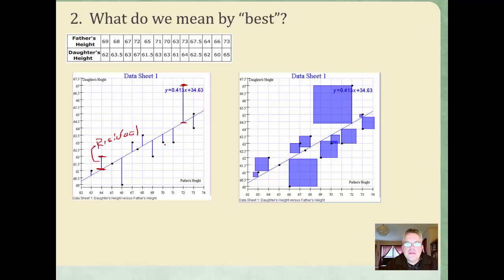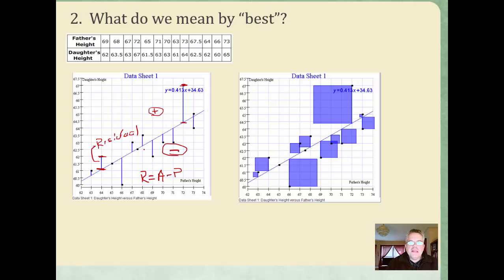Now, the residuals below the graph count as negative. That's because the actual value is below the predicted value. So when we do actual minus predicted to calculate the residual, they end up being negative because the predicted value is too big. The residuals above the line of best fit count as positive. These are values where the actual is greater than the predicted. So actual minus predicted is positive.